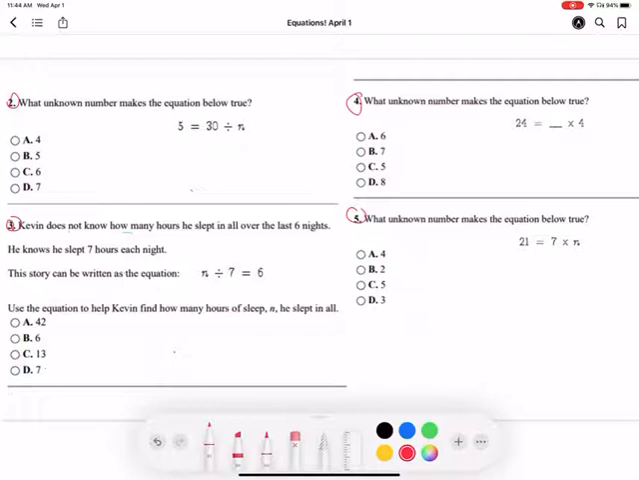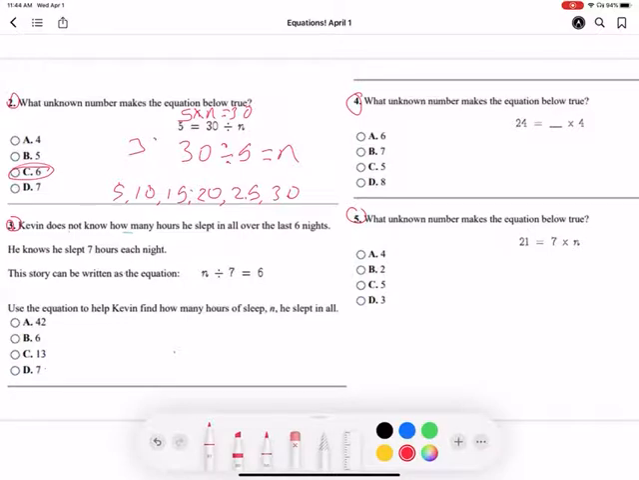Okay, let's go through this one and solve it. So, 30 divided by n, or I could say 5 times n equals 30. Or 30 divided by 5 equals n. Well, if I know my 5s, 5, 10, 15, 20, 25, 30, I've got my number. 1, 2, 3, 4, 5, 6. Boom. Done.